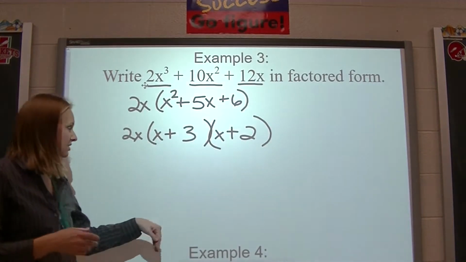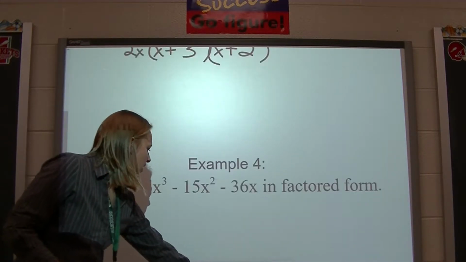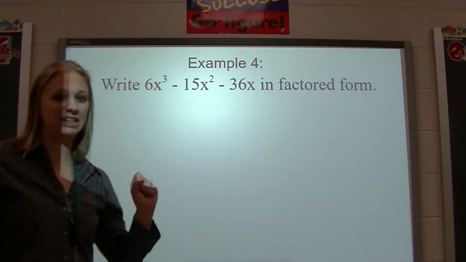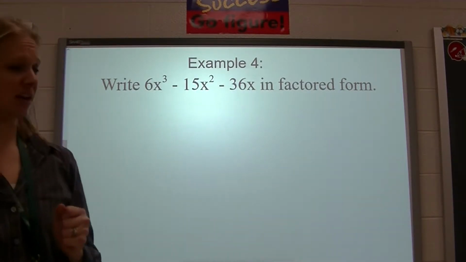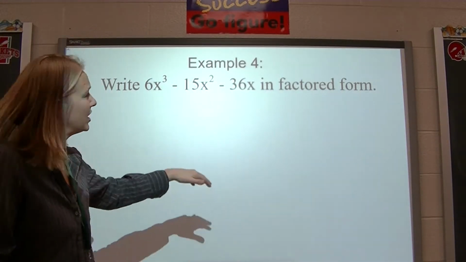Let's look at the next example, example 4. And that says, write 6x cubed minus 15x squared minus 36x in factored form. You're probably saying, man, Mrs. McGuire, you're killing me. I have another x cubed.